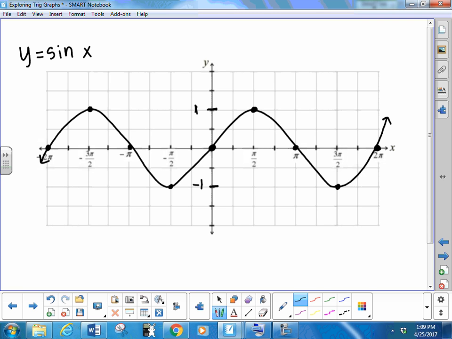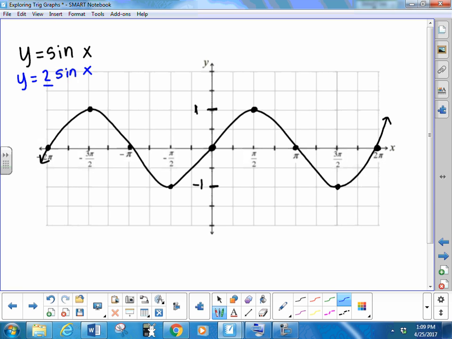Now, let's change the a. Let's say we change the a to the number 2. You want me to show you the easiest way to do it? The easiest way would be to graph the parent first, which we already have done, right? And the amplitude now is 2.